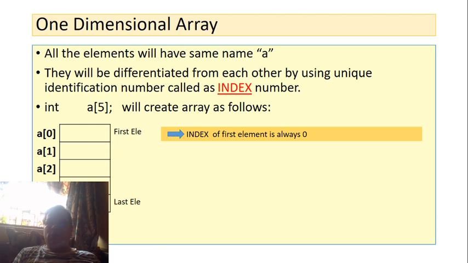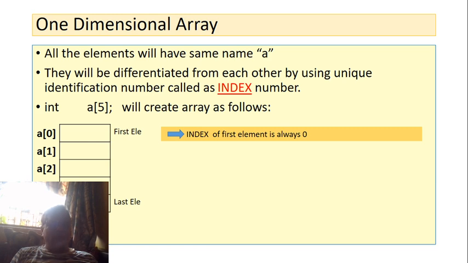The next point is how to store values. All 5 elements will have same name A. Then how to differentiate between them? In order to differentiate between them, each element will be identified by using unique identification number, which will be assigned by a compiler, and that unique identification number is called as index number.